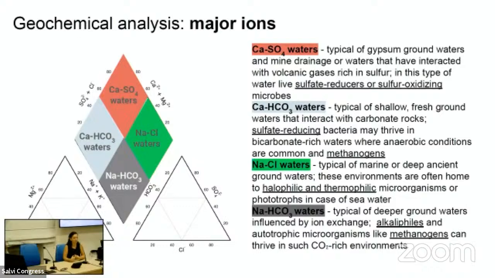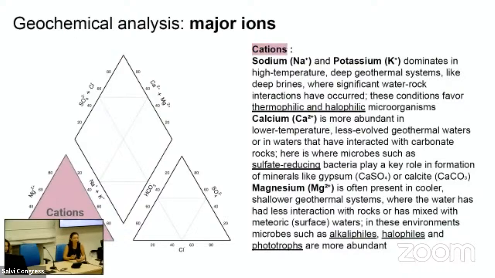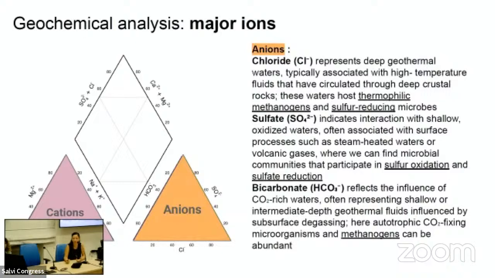What we see is a sample that can contain sulfate reducers or sulfur oxidizer bacteria. Same, for example, in sodium carbonate waters, you can say that are typical for deeper groundwater. I can say that it's a kind of environment where we can find methanogens, so carbon dioxide rich fluids. Same, of course, in case of cations or in case of anions.